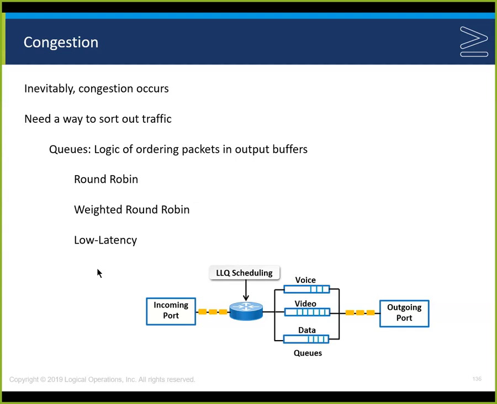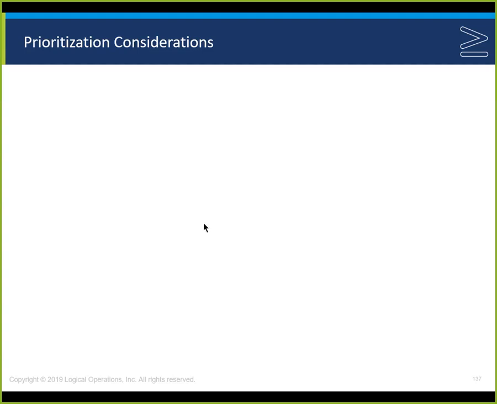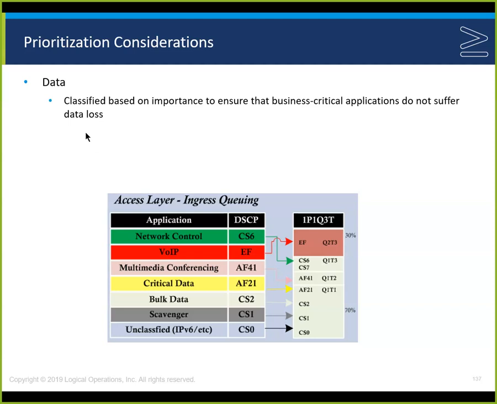We're going to break the data up into video, voice, and data traffic. And then on the outgoing port, we're going to use a scheduling process in order to send that data out the outgoing interface. And again, if you don't have a bandwidth problem, we don't need to use these things. Prioritization configurations are classified based on importance, so the different levels of traffic are going to get different priorities. This image gives us an idea of what goes on with these things.